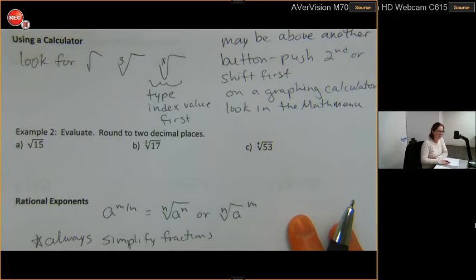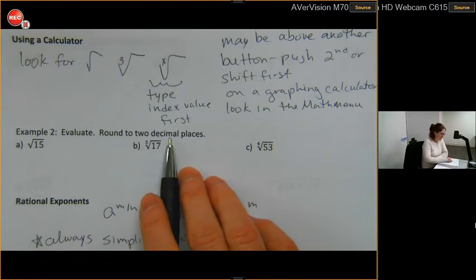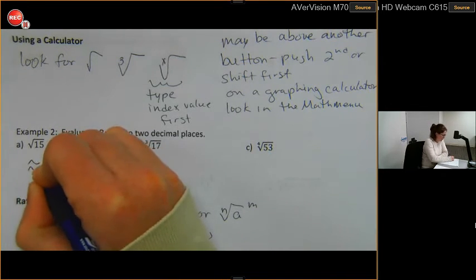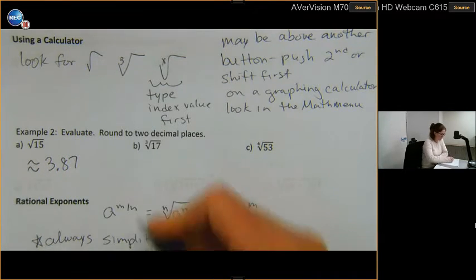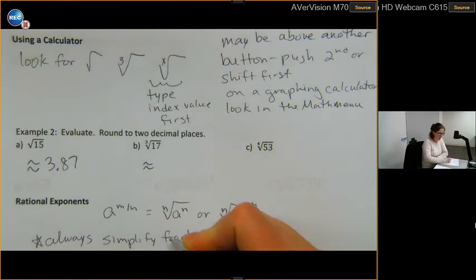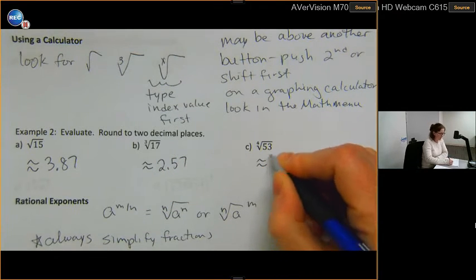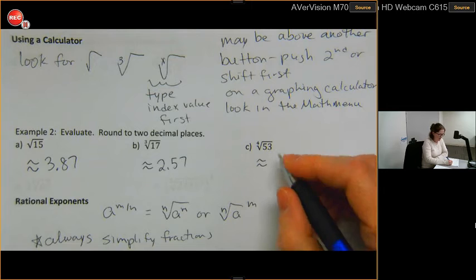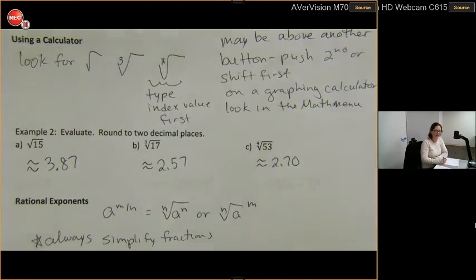And so here's a few to do on the calculator just to make sure you know how to use your calculator correctly. Rounding to 2 decimal places, the square root of 15 comes up 3.87. The cube root of 17 comes up 2.57. And the 4th root of 53 comes up 2.70 after rounding. So you want to make sure that you can do these on the calculator and get the correct answer.